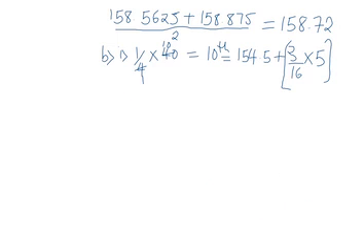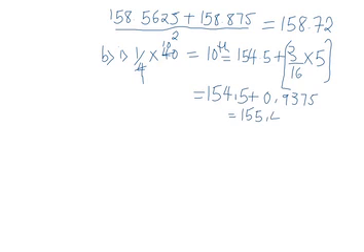So we work out this one, we'll have 154.5 plus, when you work out 3 over 16 multiplied by 5, you get 0.9375. So if you add this to 154.5, you will get 155.4375, and this is our lower quartile.